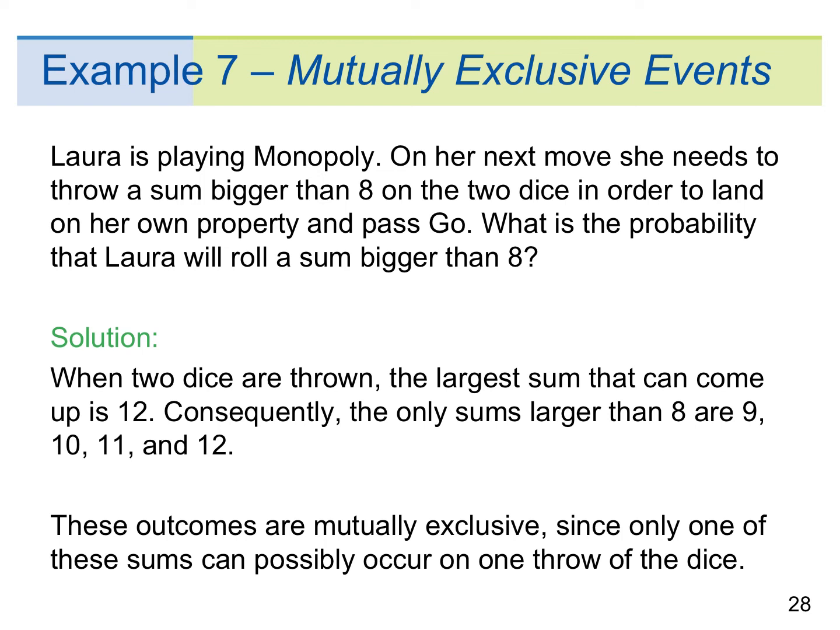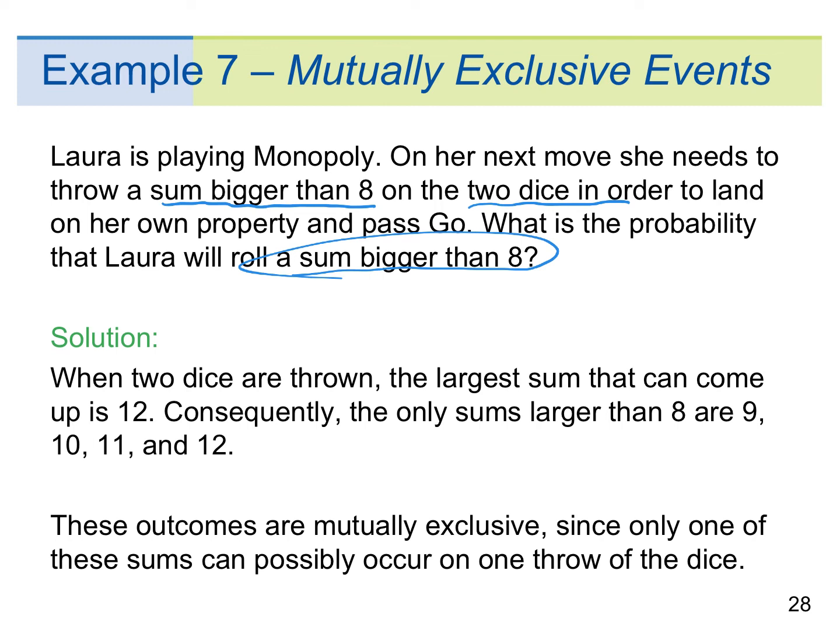Dice. I want to show this particular question. Laura's playing Monopoly. On her next move, she needs to throw a sum bigger than 8 on the 2 die in order to land on the property to pass go. Question, what is the probability that Laura will roll a sum bigger than 8? A sum bigger than 8 doesn't mean a sum of 9 and a sum of 10, because you can't get a sum of 9 and 10 at the same time, can you? And a sum of 11 at the same time, and a sum of 12. That can't happen.